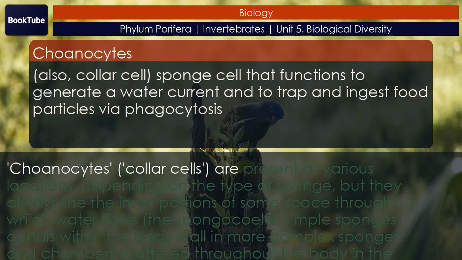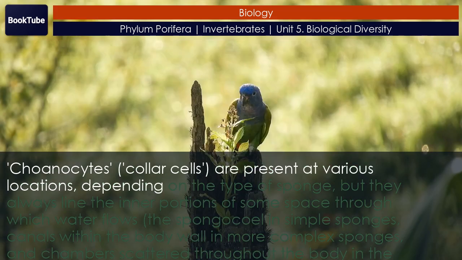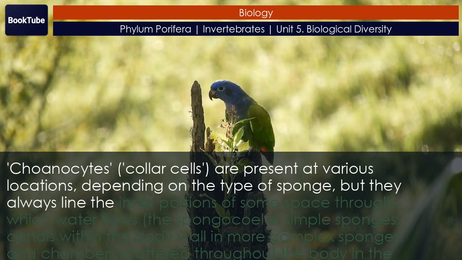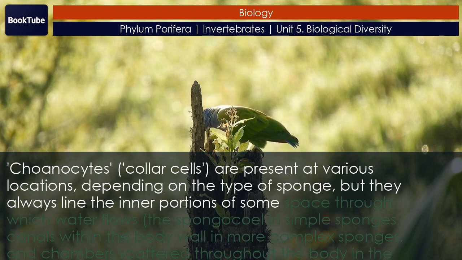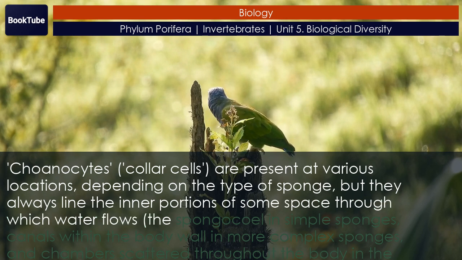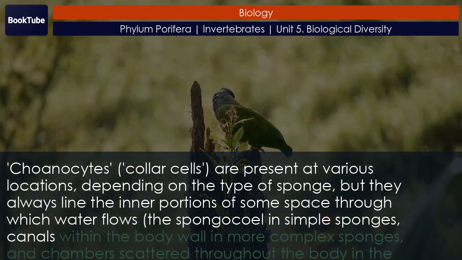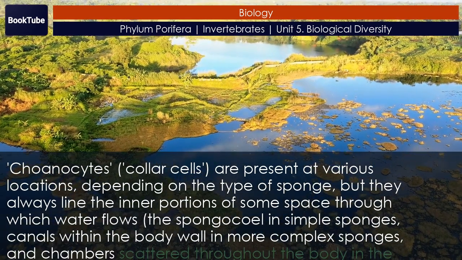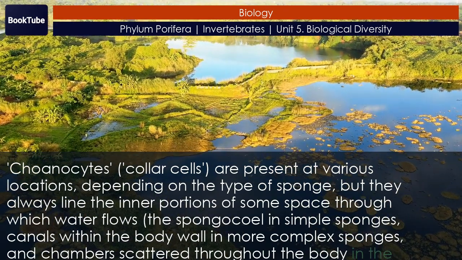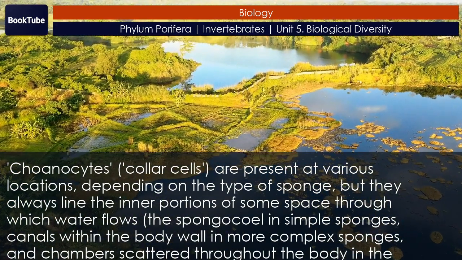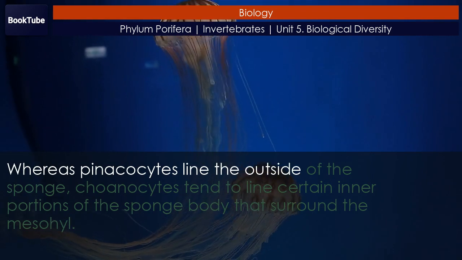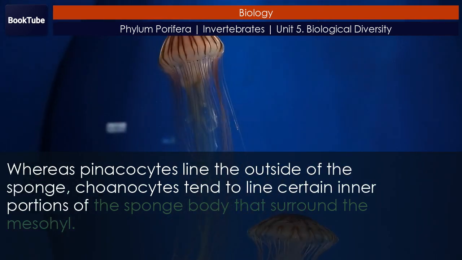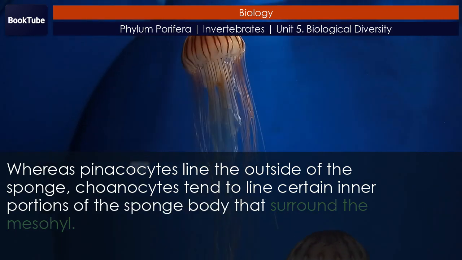Choanocytes, or collar cells, are present at various locations, depending on the type of sponge, but they always line the inner portions of some space through which water flows: the spongocoel in simple sponges, canals within the body wall in more complex sponges, and chambers scattered throughout the body in the most complex sponges, whereas pinacocytes line the outside of the sponge. Choanocytes tend to line certain inner portions of the sponge body that surround the mesohyl.